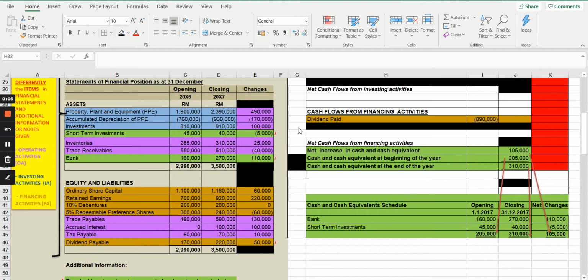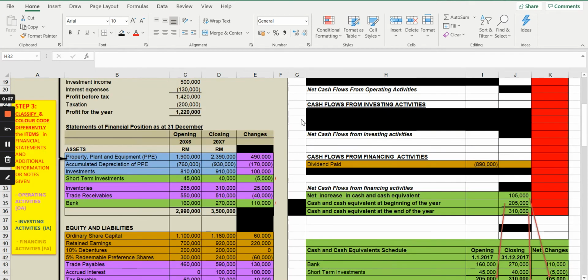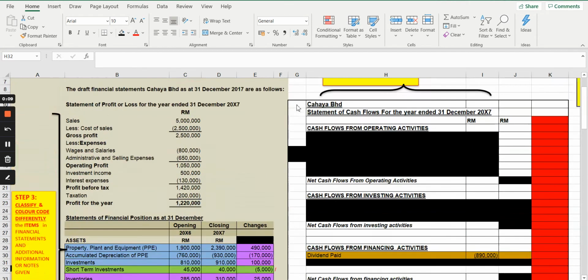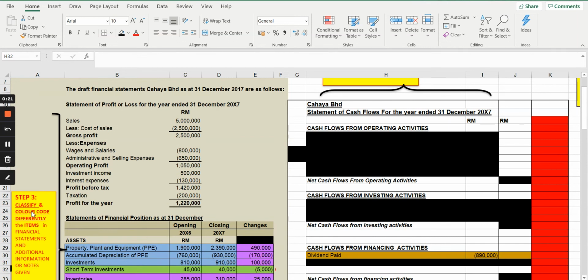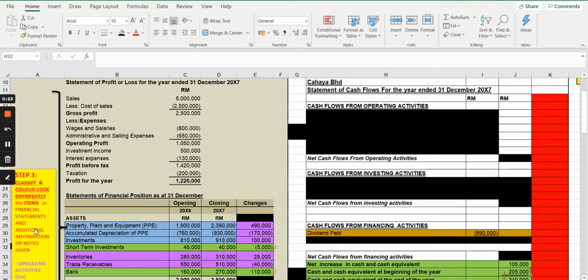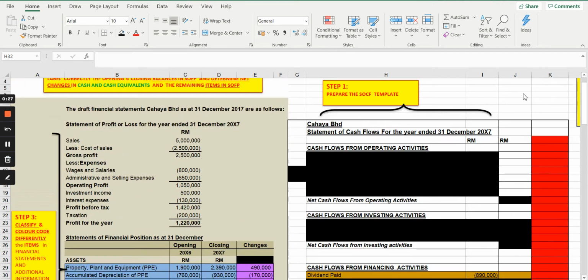So today we're going to continue with the second part of the tutorial on how to prepare a statement of cash flow using the direct method, and we are adopting the 6 steps color coded approach. As you know, we are at step 3. We have done step 3, which is to do the classification, and earlier on we also started with step 4, and there are altogether 6 steps here, right?